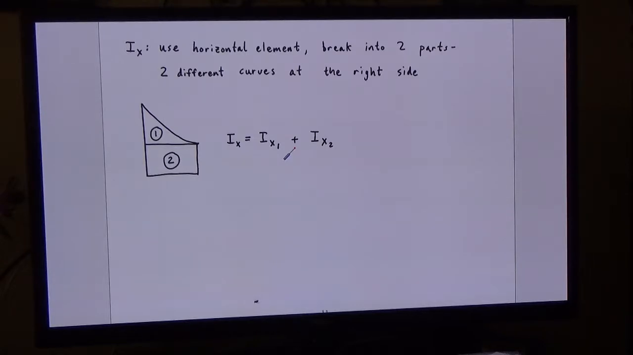So we'll focus first on finding Ix1, which I defined as the top part, and Ix2, that of the bottom part. Just like in the last problem, I like to sketch my element. Since I have a horizontal element, it's going to have a height of dy, and then I specify the point values at the left and the right that are representative for the whole curve, or for the whole area.